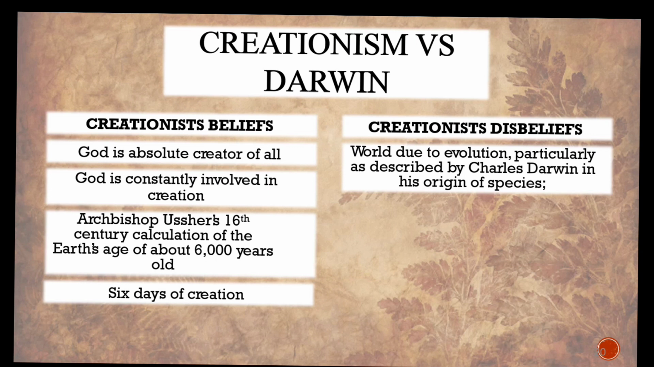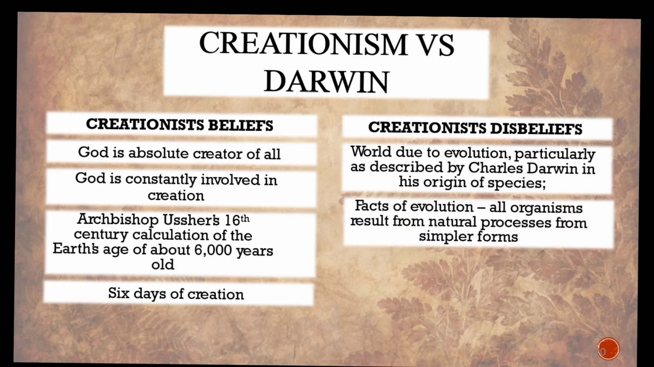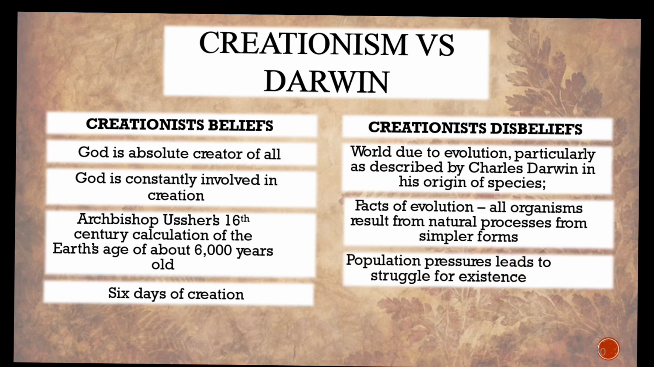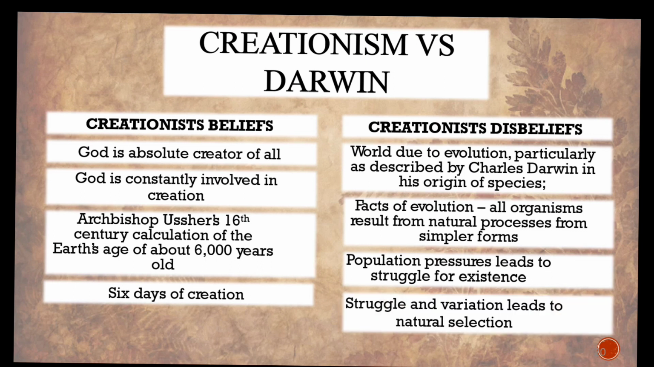Okay, his Origin of Species, facts of evolution. All organisms result from natural processes from simpler forms. Population pressures lead to struggle for existence. And then struggle and variation lead to natural selection. So these are the disbeliefs of the creationists.